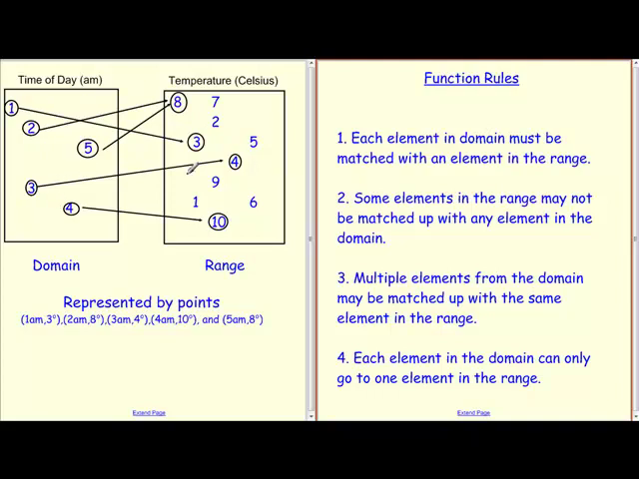Okay. Rule number 2: some elements in the range may not be matched up with any element in the domain. Okay, so you see here we have 8 degrees getting mapped to something, or something gets mapped to 8 degrees, something gets mapped to 3 degrees, and so on. But if you look at 2 degrees, apparently it was never 2 degrees. At these times of the day, it was never 2 degrees. So basically that's saying that the values in the range do not have to get used in the function.